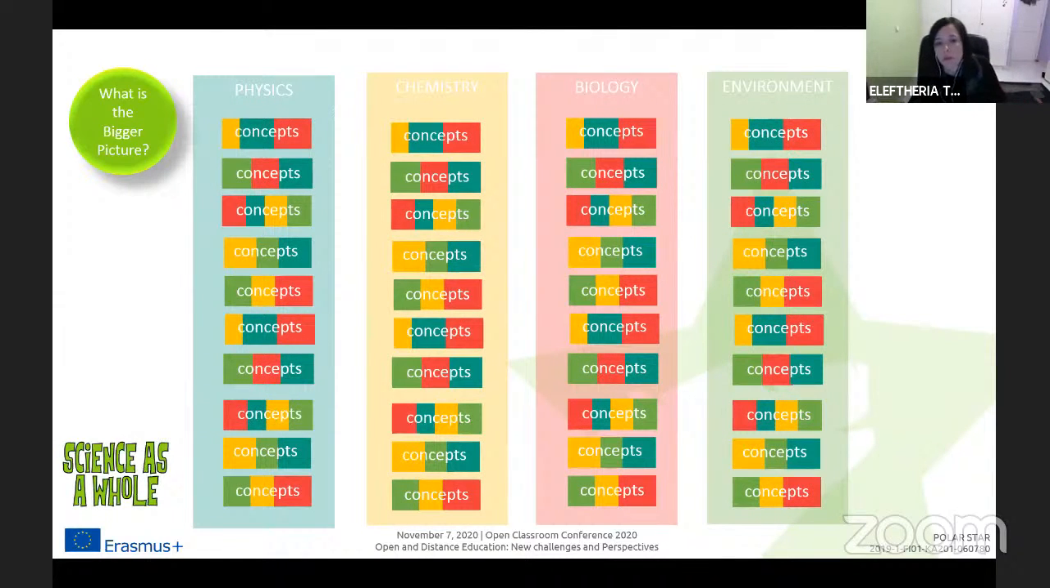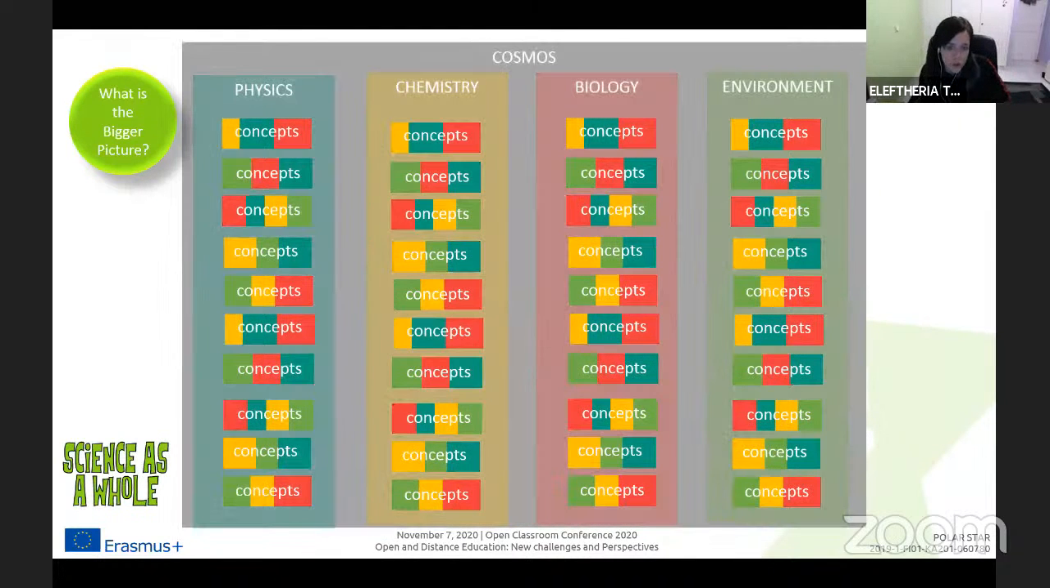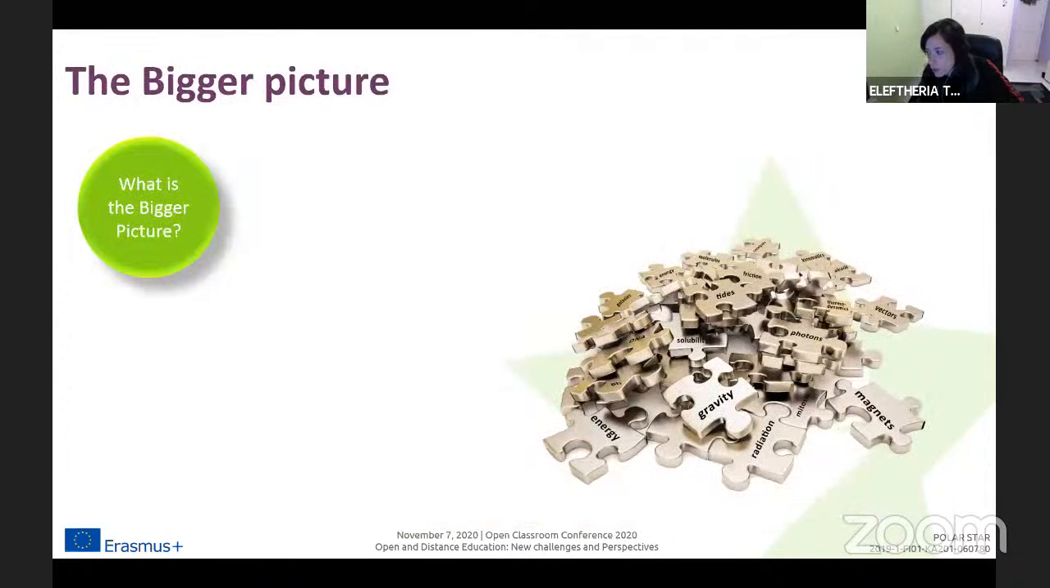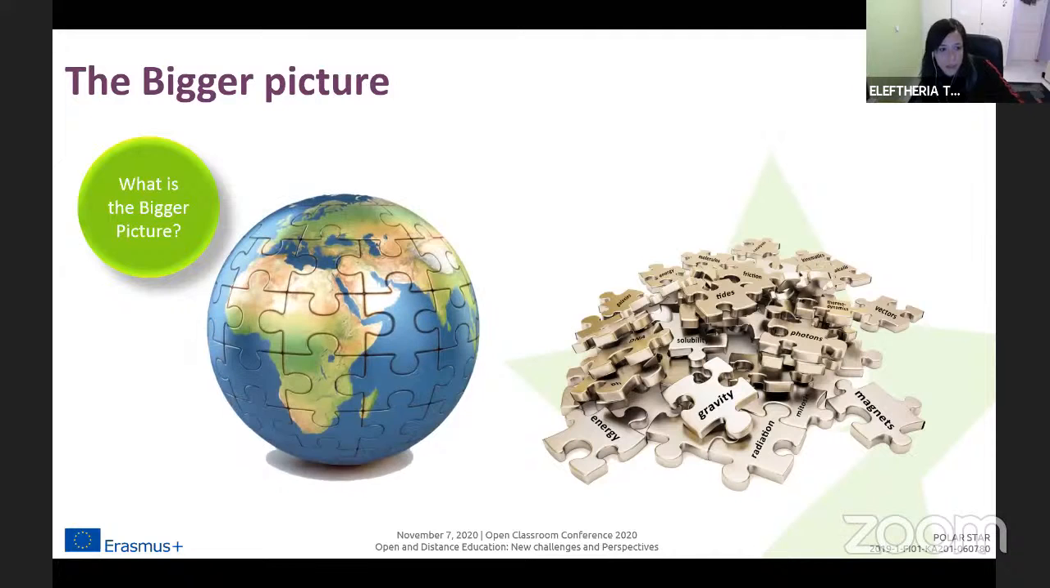In fact, there are no 4 boxes. If you think about it, the box is only one. And the box is our cosmos, it's our world. Every single concept that they learn in science is about explaining how the world works. And the world doesn't really know about or care about chemistry or biology, or however we have decided to organize science disciplines. So the bigger picture is really about taking all these concepts, all these little pieces of a puzzle, and putting them together in a meaningful interdisciplinary picture.